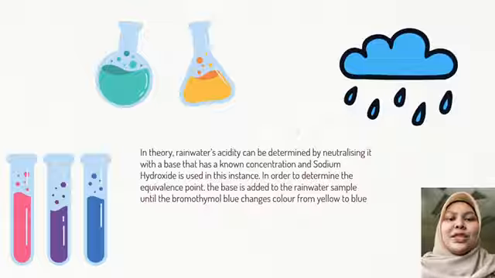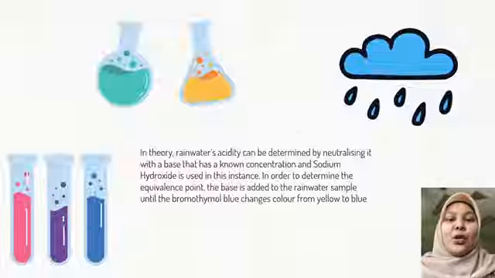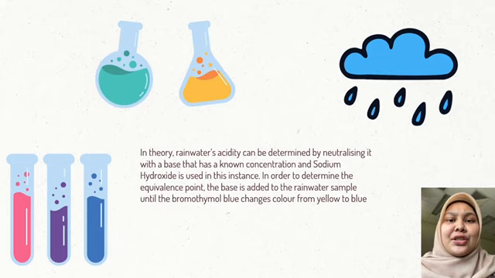Bromothymol blue undergoes a distinct color change from yellow to blue as a solution transitions from acidic to slightly basic, signaling that the neutralization is complete. By accurately measuring the volume of standardized base required to reach the endpoint, we can then calculate the original concentration of the acid in the rainwater sample, providing a quantitative measure of its acidity.